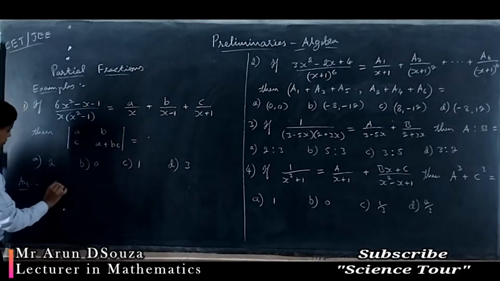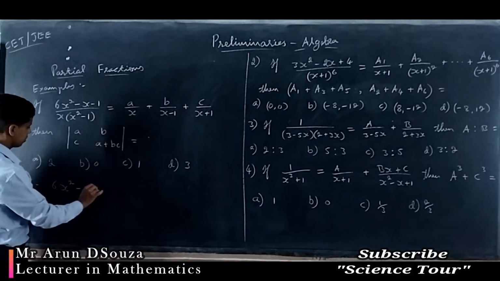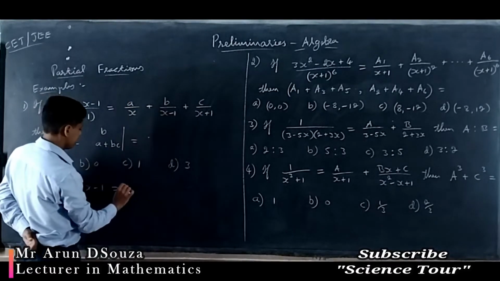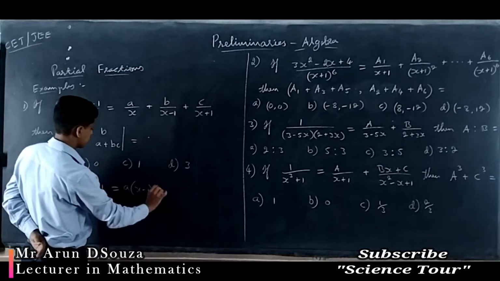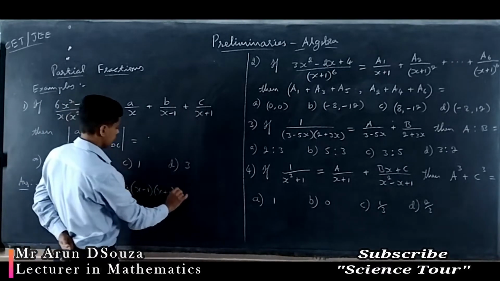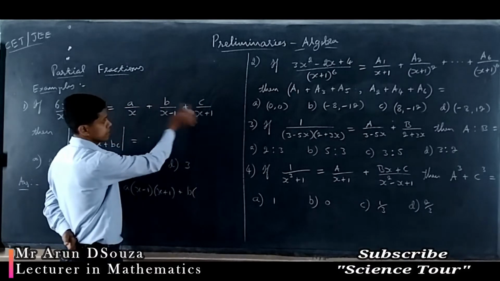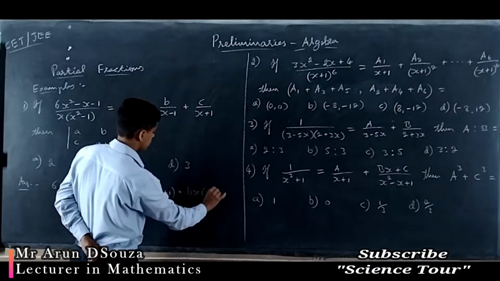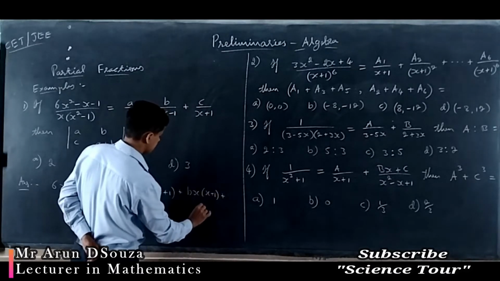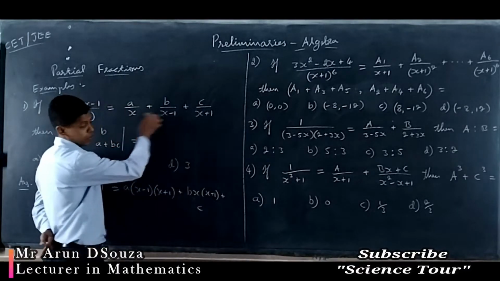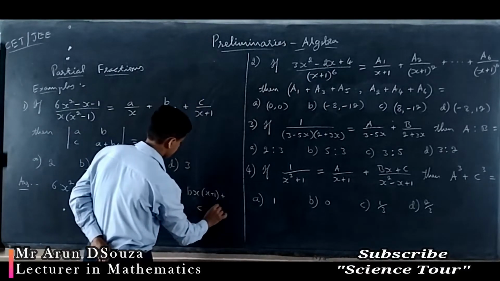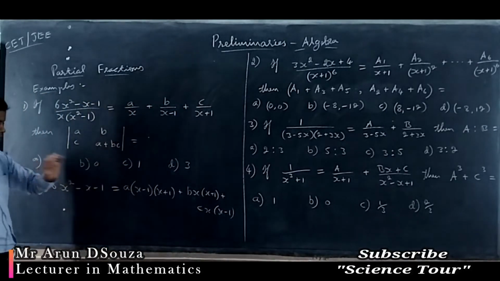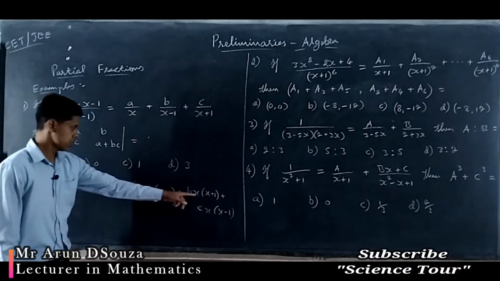So this is 6x square minus x minus 1, so x is there, so these two must be multiplied here, right? So a into (x minus 1) into (x plus 1) plus b x into (x plus 1) and then c, and you got to multiply x and (x minus 1). Well, now we have to find the values of a, b, c. Therefore I will try to make these two zeros.